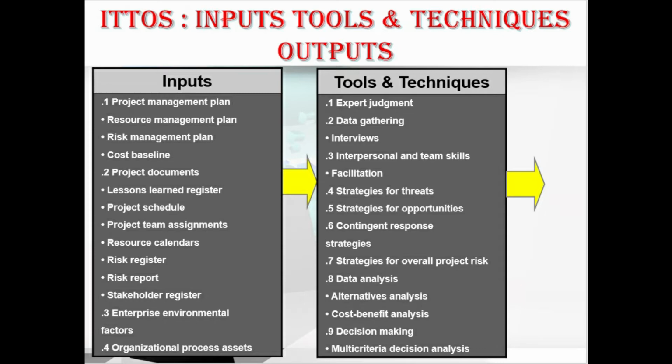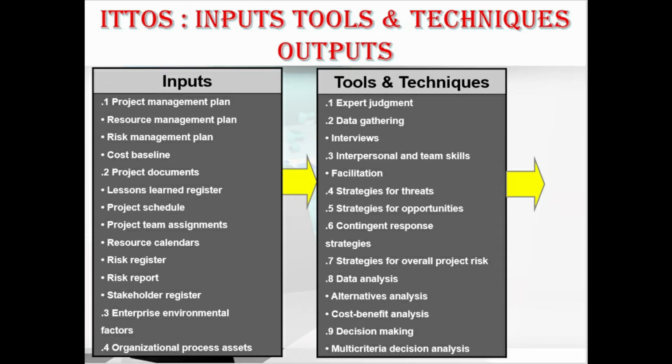In tools and techniques, we have expert judgment, and the data gathering technique, which consists of interviews. Interpersonal and team skills consist of facilitation. We have strategies for threats, strategies for opportunities, contingent response strategies, and strategies for overall project risk. We have the data analysis technique, consisting of alternative analysis and cost-benefit analysis. We also have the decision-making technique, which consists of multicriteria decision analysis.